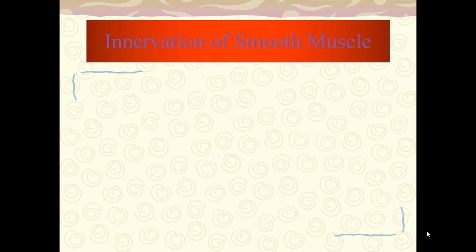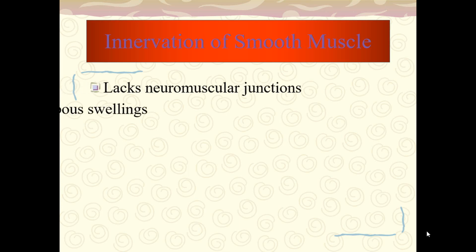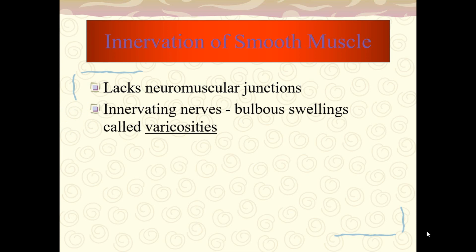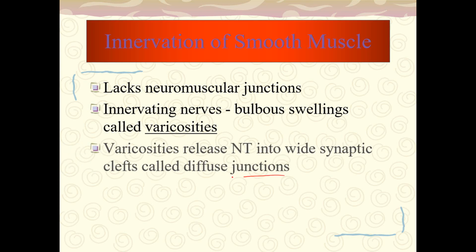All right. So, innervation of smooth muscle. We really don't have an axonal terminal because we don't have a neuromuscular junction. Instead, what we have are these varicosities. These innervating nerves will have these swellings that are called varicosities. They do the same thing. Action potential comes down, they release neurotransmitters. But the synaptic cleft is so wide, it is now called a diffuse junction. Synaptic cleft is really reserved for a neuromuscular junction with skeletal muscle. A diffuse junction, you know that you're talking about smooth muscle.